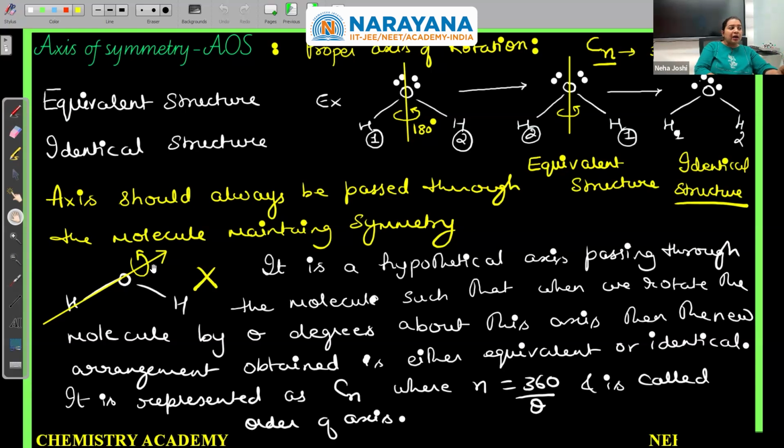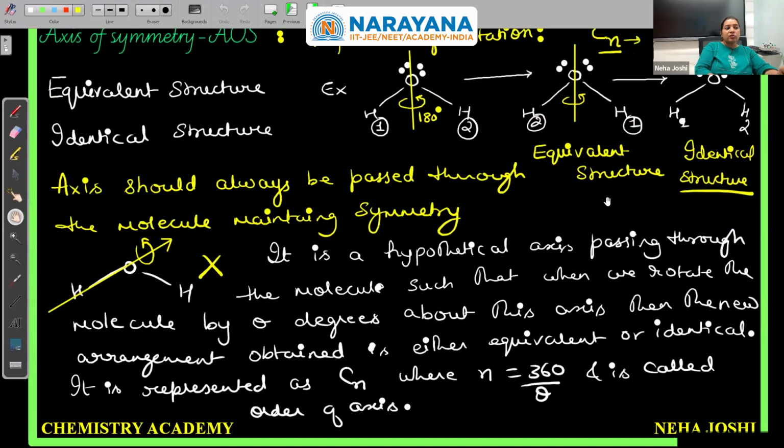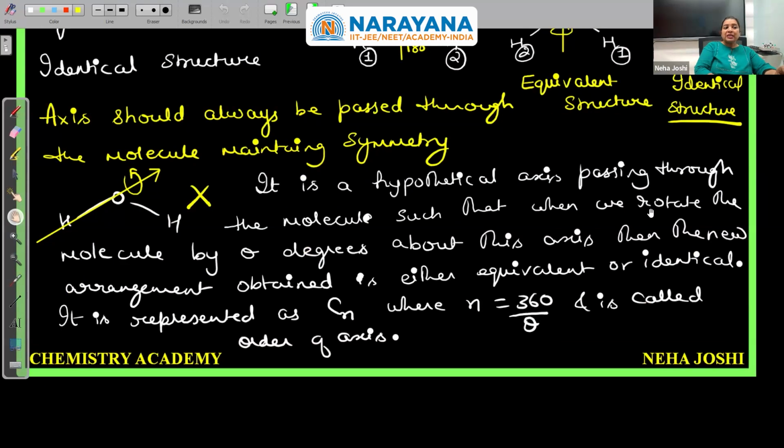The axis should always pass through the molecule maintaining symmetry, the one you're talking of symmetry. It is a hypothetical axis passing through the molecule such that when we rotate the molecule by theta degrees about this particular axis, the new arrangement obtained is either equivalent or identical. Then Cn is 360 by theta, where theta is the angle of rotation, and n is called the order of the axis.